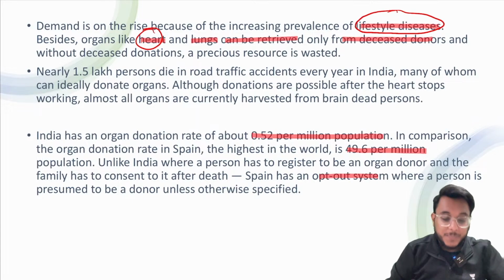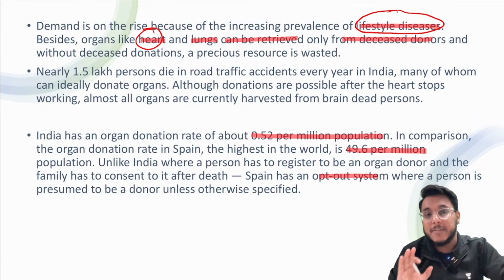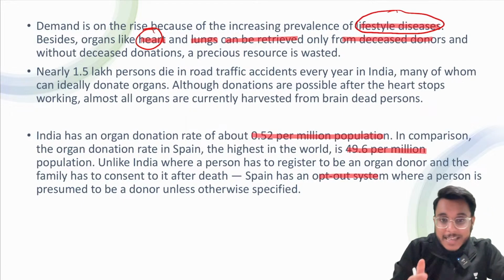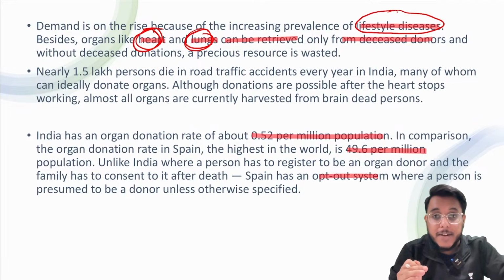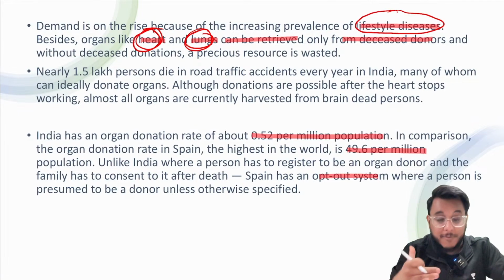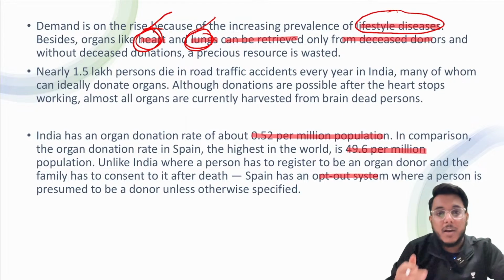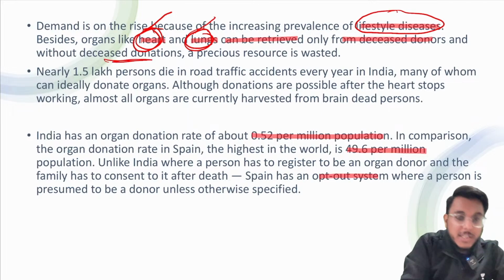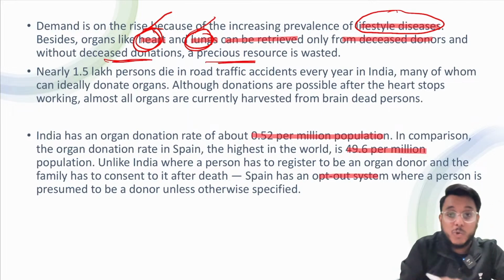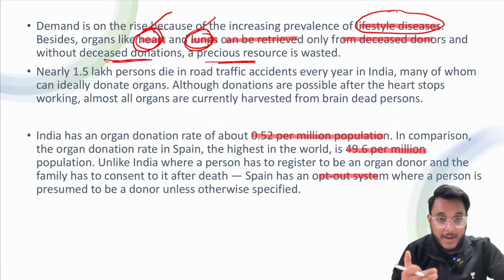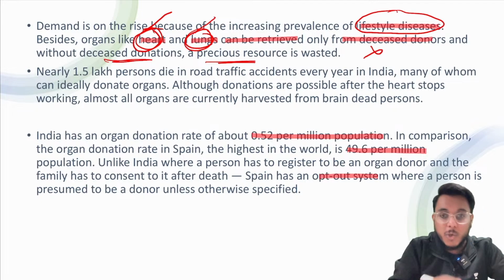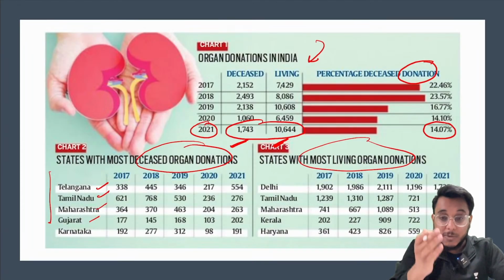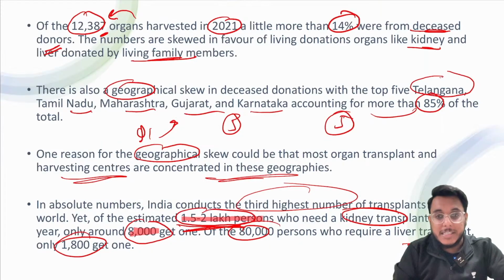Now understand that deceased donations are very important. Why? Because certain organs such as the lungs and the heart can only be retrieved if a person has died. Only from a deceased person can these organs be retrieved. Is it clear or not? If deceased donations are not increasing, a precious resource, an organ, is getting wasted. These organs could have saved lives, but they are getting wasted because deceased donations are very few. You can see just 14% of the total donations are deceased donations.